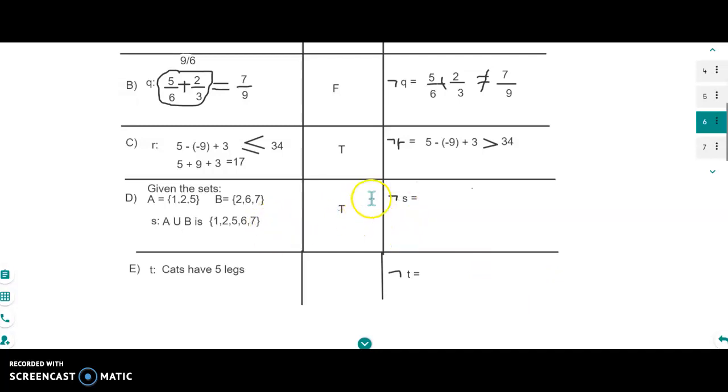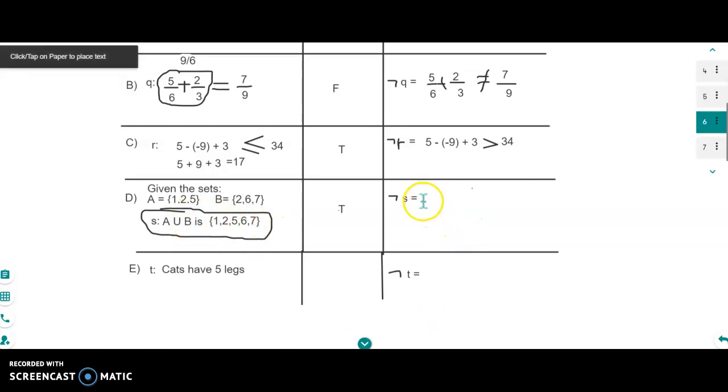Okay, how can we find the negation of this proposition? So the negation of this. So this is not the proposition, is this, because this is what we have to find out. So if we have A union B is this, what will be the negation for this statement? We have to write the same A union B is not 1, 2, 5, 6, and 7. This is the opposite, is not this. This will be the negation.